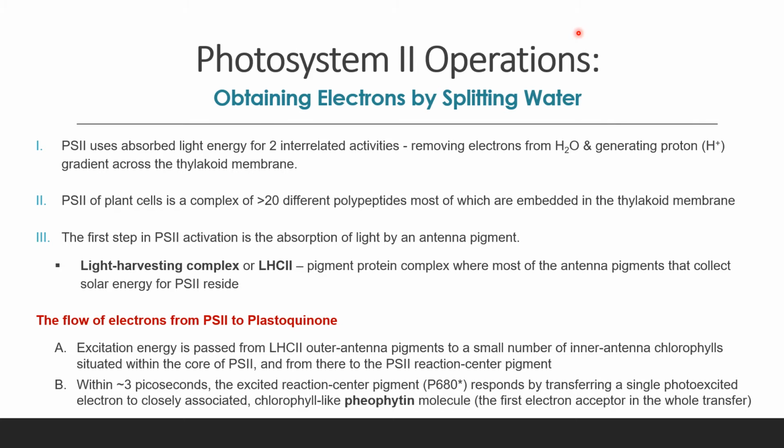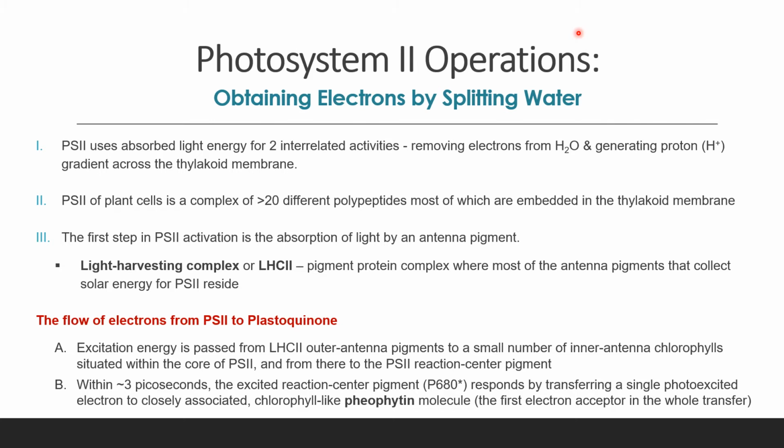And two of these proteins are the D1 and D2. This D1 and D2 are very important because together they bind with the P680 reaction center chlorophyll dimer and all of the cofactors involved in the electron transport through the photosystem. Okay, so again, the two very important polypeptides are the D1 and the D2.